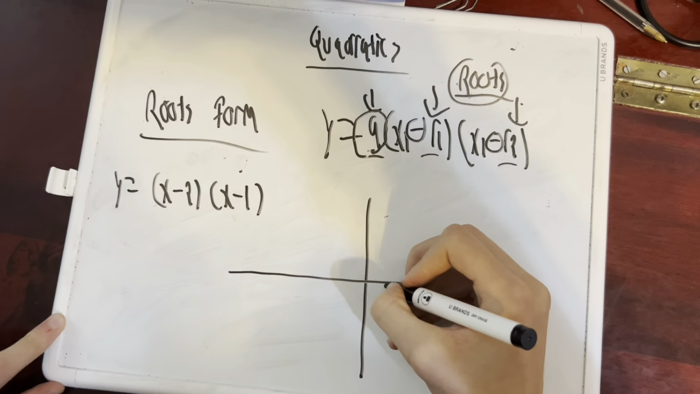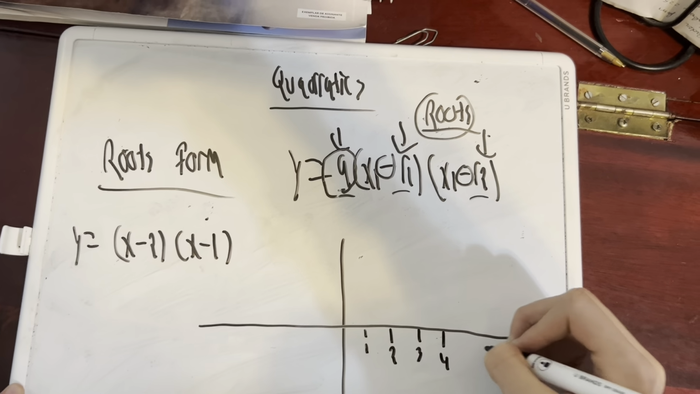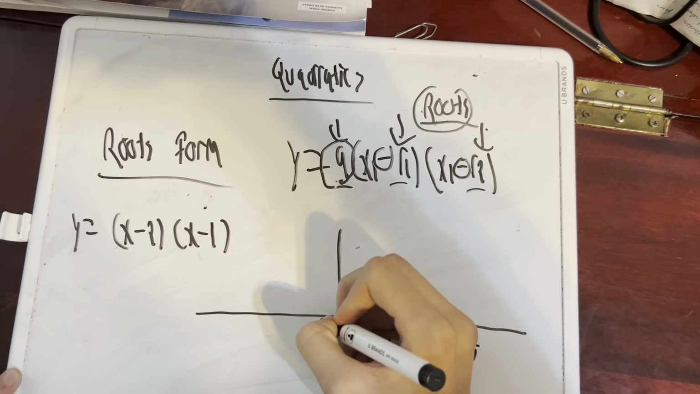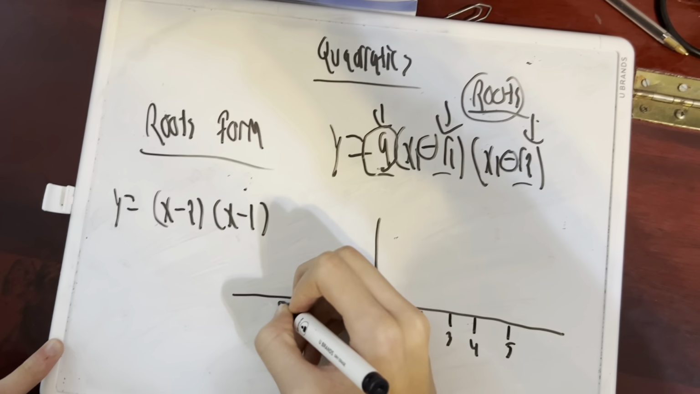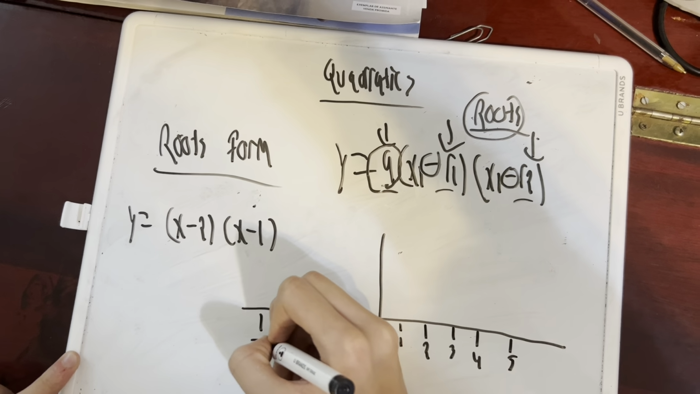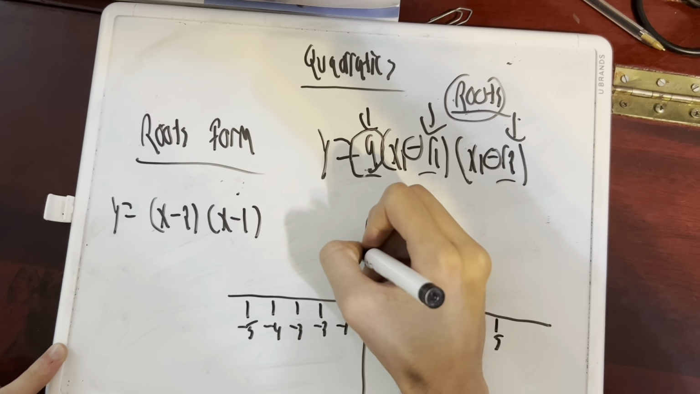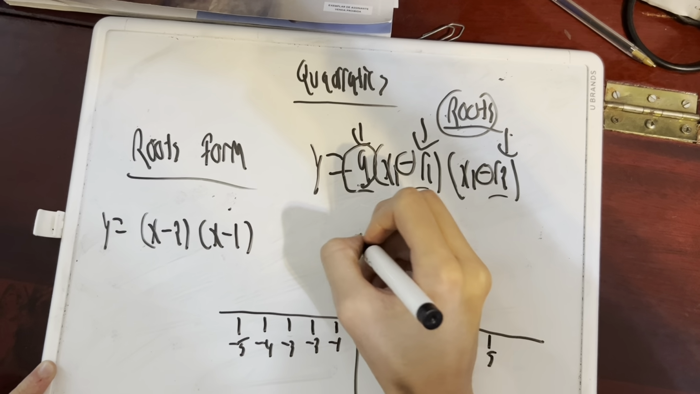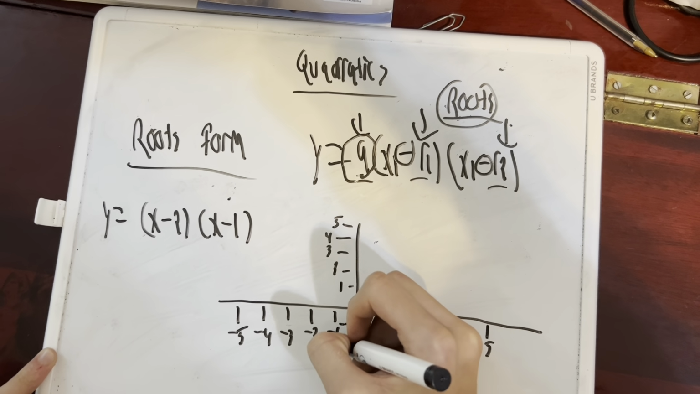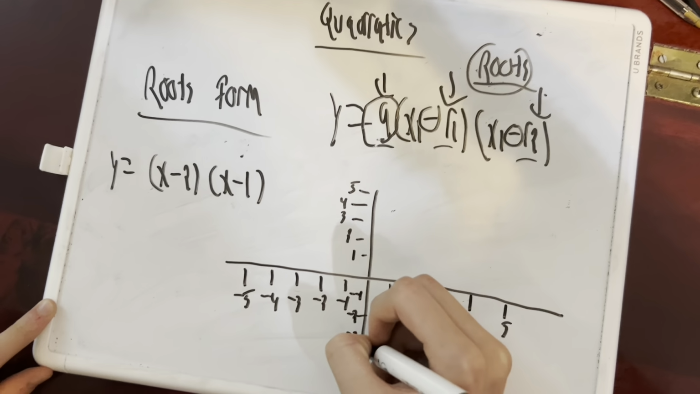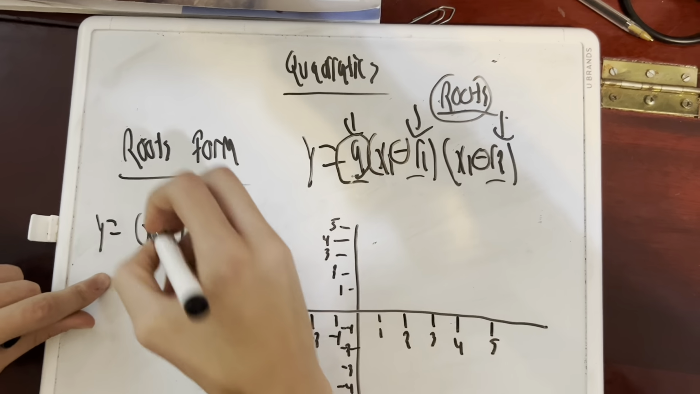And then we're going to have, let's do 1, 2, 3, 4, and 5. And let's do -1, -2, -3, -4, -5. Let's do here 1, 2, 3, 4, and 5. And here's -1, -2, -3, -4, -5.